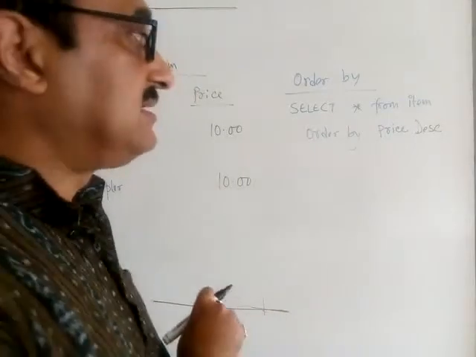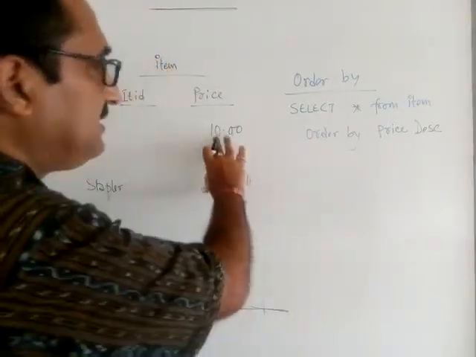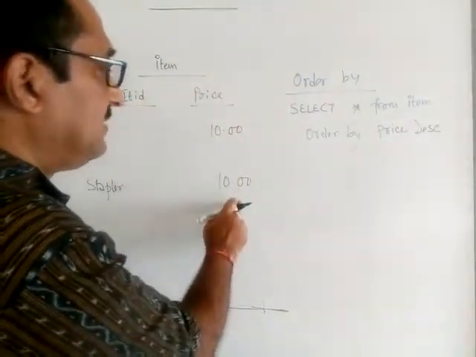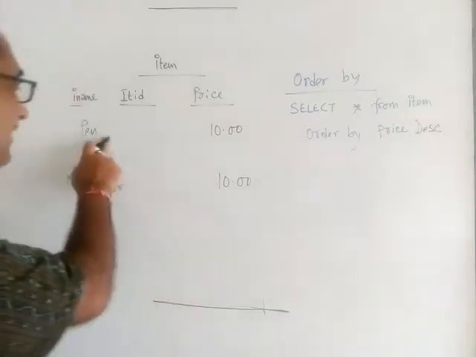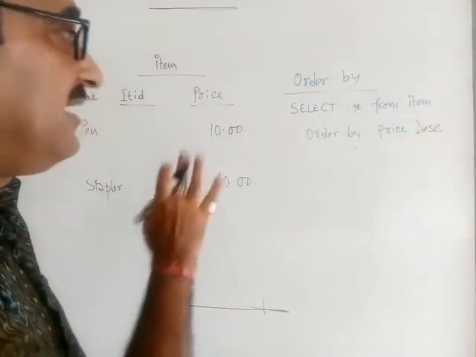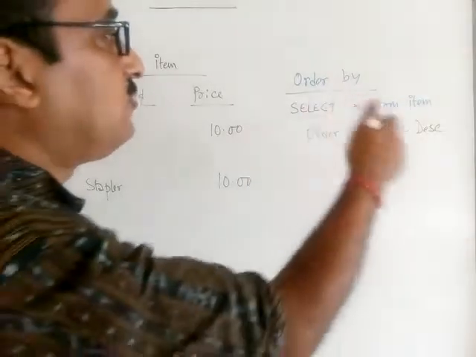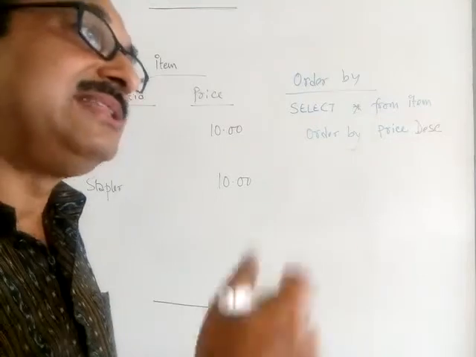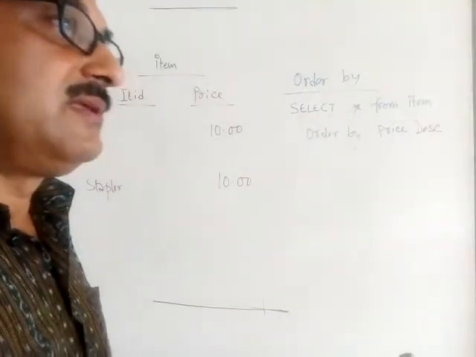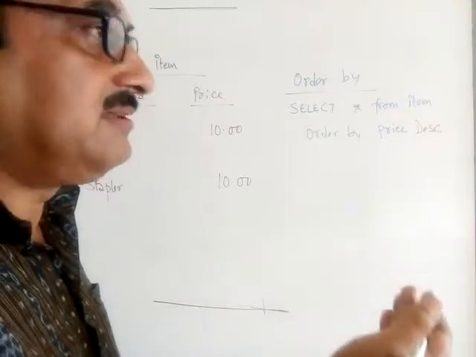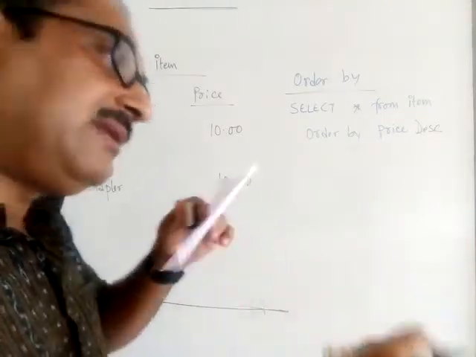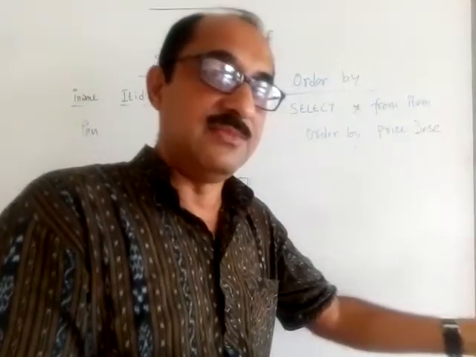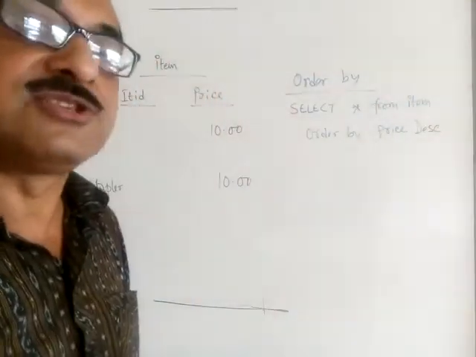But my question is, if I want the price to be displayed in descending order, and then look at this, both the prices are same. So which one will come first? Pen will come first or the stapler will come first? If I have to decide that, then we can go for another level of sorting. This another level of sorting is sometimes also called then by. Then by means I sorted my table on the basis of a particular column, then by which column I want to go. There also, if I find a tie, then by which column. So there can be different levels of sorting.